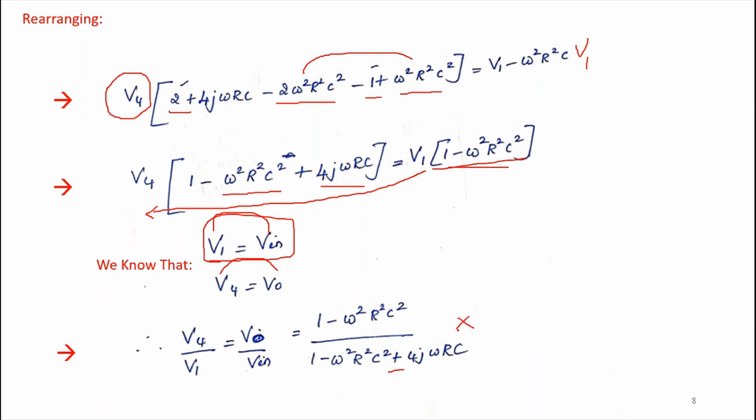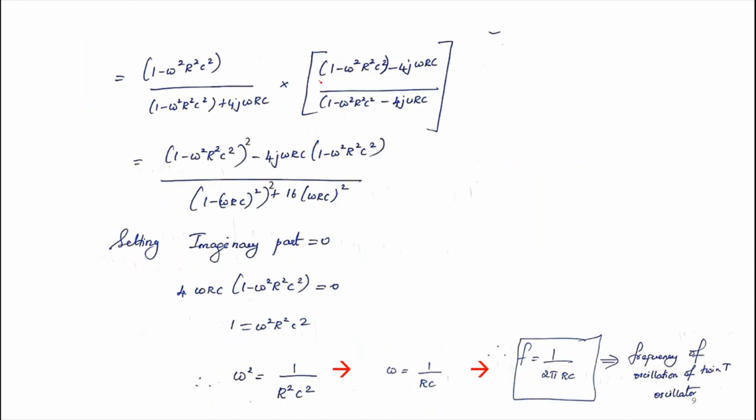The complex conjugate over here will be nothing but 1 minus omega squared r squared c squared, where this positive sign will change to a negative sign. So you'll have minus 4j omega rc divided by the same term. When I multiply and divide by the complex conjugate, in the numerator, you can see 1 minus omega squared r squared c squared into 1 minus omega squared r squared c squared. So it will become 1 minus omega squared r squared c squared, the whole squared. Okay. So minus and then minus 4j omega rc, 4j omega rc into this term.